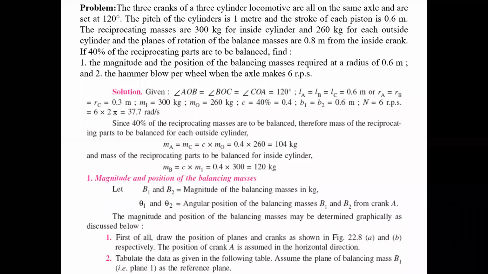find the magnitude and the position of the balancing masses required at a radius of 0.6 meter, and second, the hammer blow per wheel when the axle makes 6 RPS. Two values are to be determined. From the problem description, all of you write down the given values.